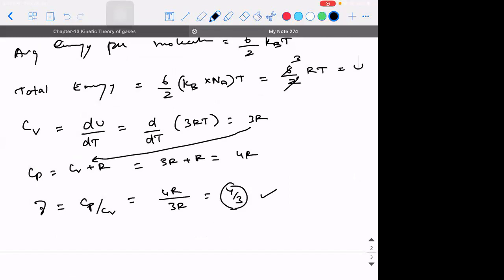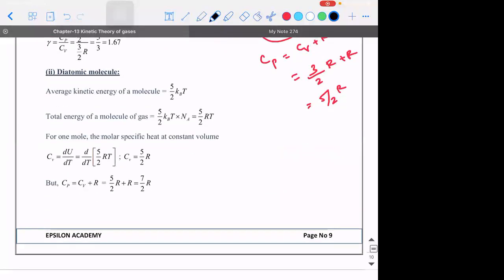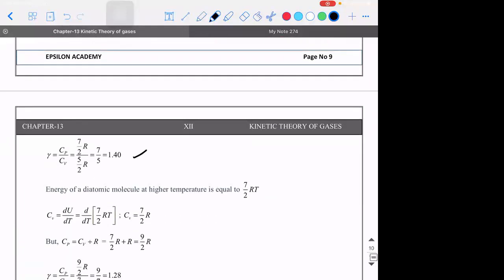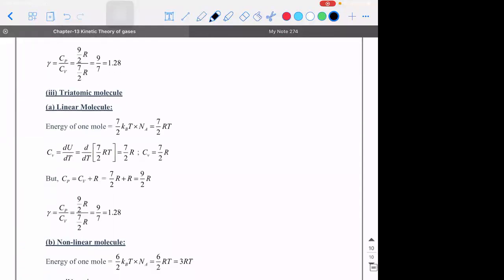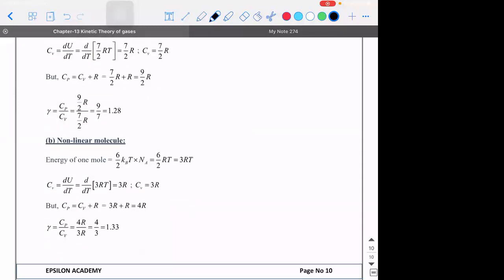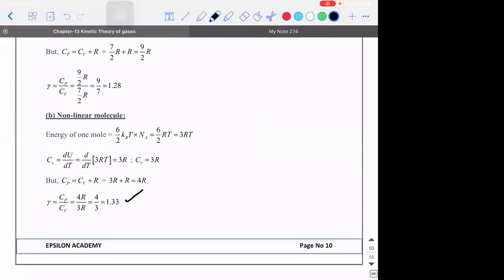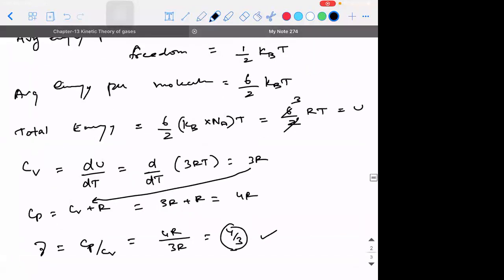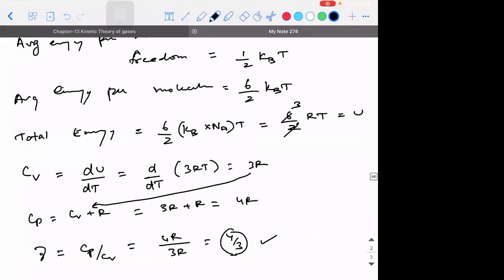So now you guys understood how to derive the expression. They might ask you this. You understood the steps? Super. Let me show you everything. We did it for diatomic, and it was 7 by 5. For triatomic non-linear, 4 by 3. So the other cases, I hope you guys can try. Correct? Right? Yes, sir. Very good.